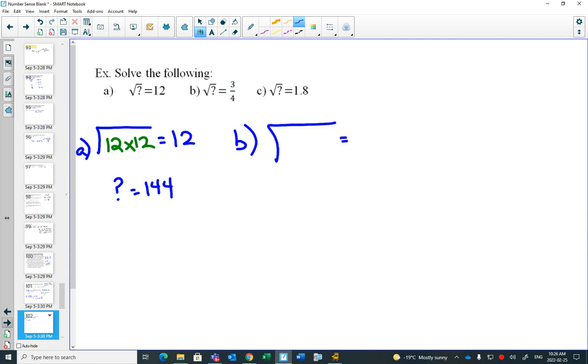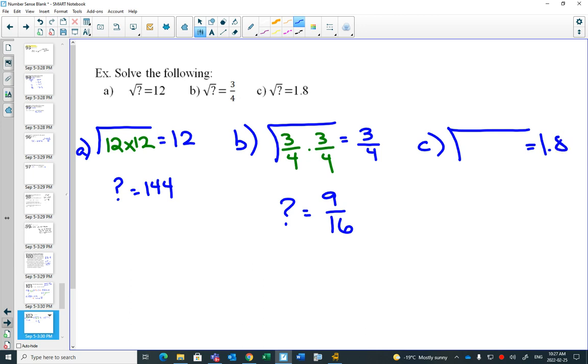Same thing for this one. If it's equal to 3/4, then inside you had to have 3/4 times 3/4. What's our question mark then? 9/16, because 3 times 3 is 9, 4 times 4 is 16.